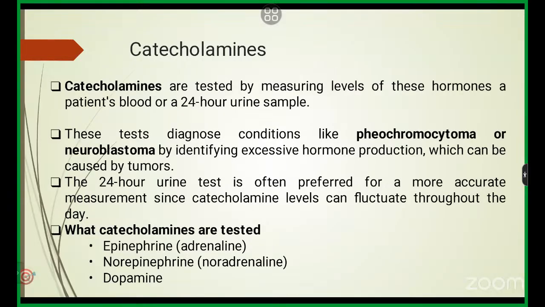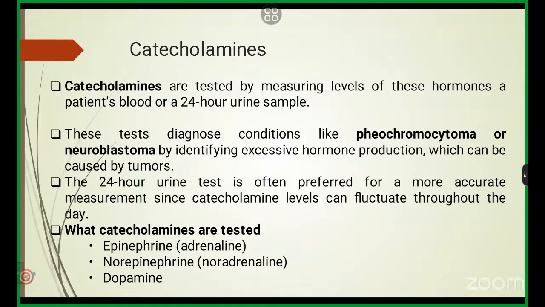Catecholamines are tested by measuring levels of the hormones, the catecholamines, in the patient's blood or in a 24-hour urine sample. These tests diagnose conditions like pheochromocytoma or neuroblastoma by identifying excess hormone production, which can be caused by tumors. So pheochromocytomas and neuroblastomas are common tumors found in the adrenal gland. In evaluation of these tumors, we have to do catecholamines. And for these catecholamines, we have to do a 24-hour urine test.